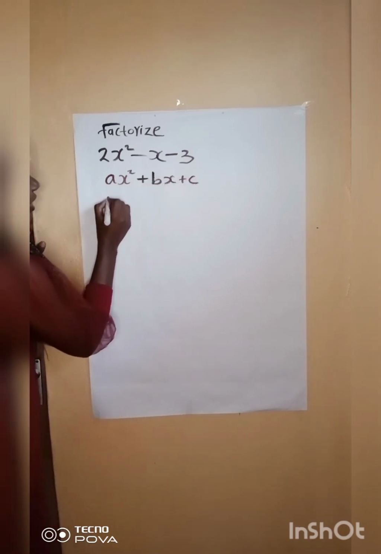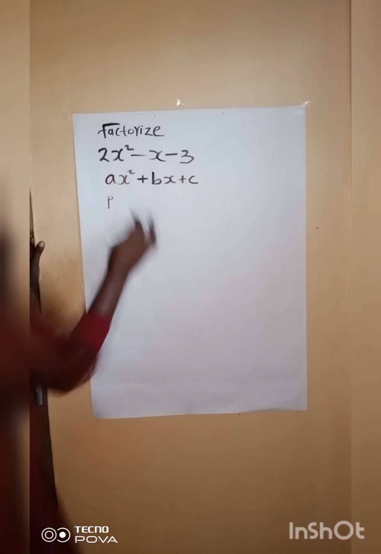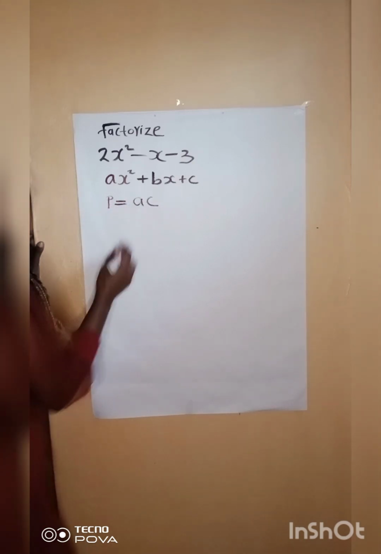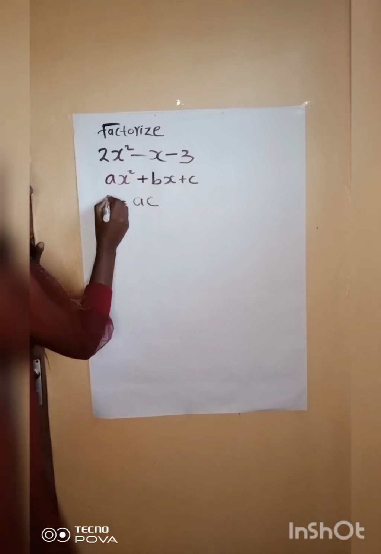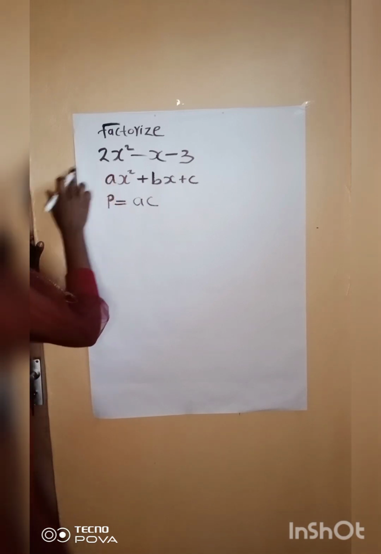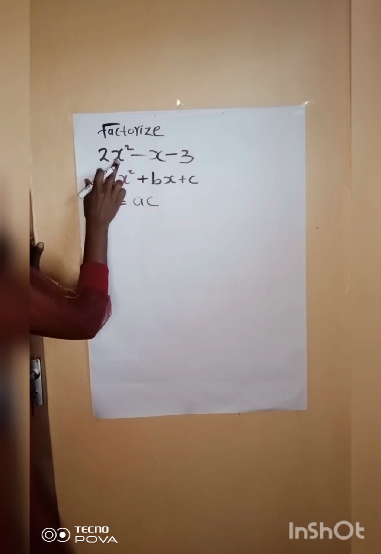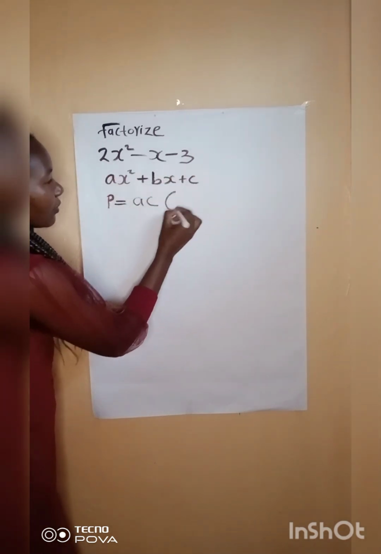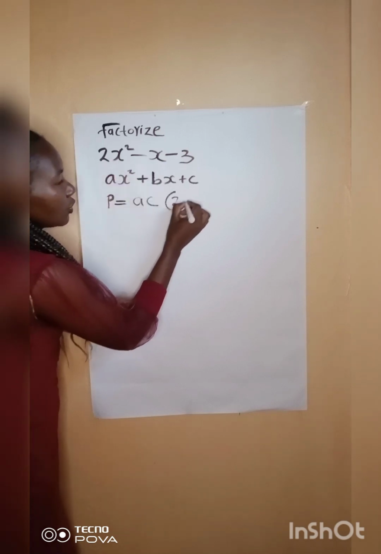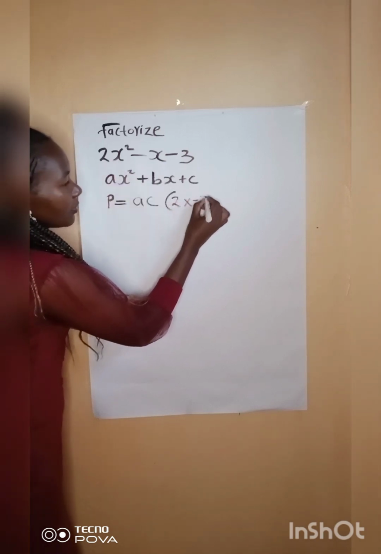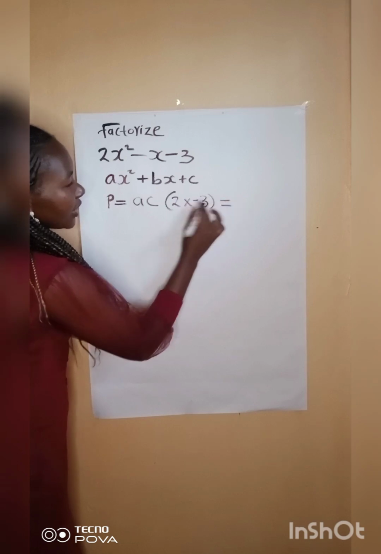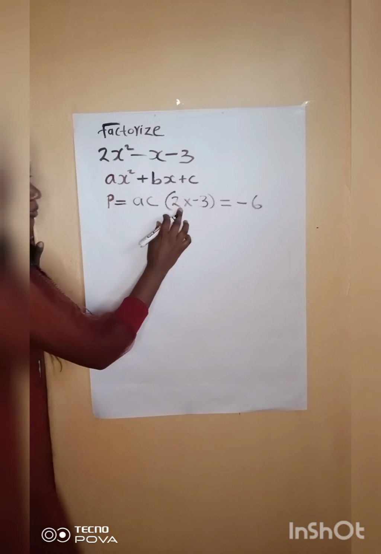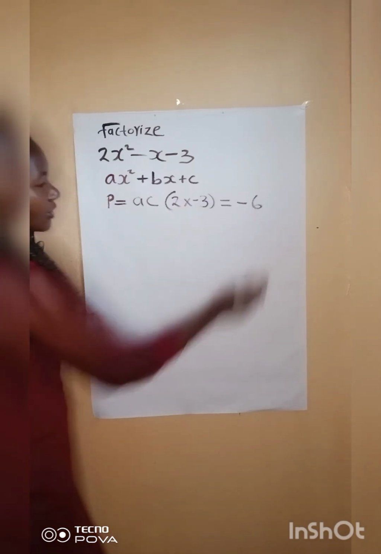Now we go further and get the product. The product is given by multiplying a times c. That will give us the product. In our case, the coefficient of x squared is 2 and our constant is negative 3. Therefore, we are going to have 2 times negative 3, which gives us negative 6. A positive number times a negative number, you get a negative number.